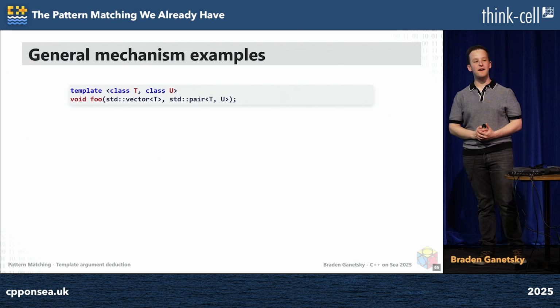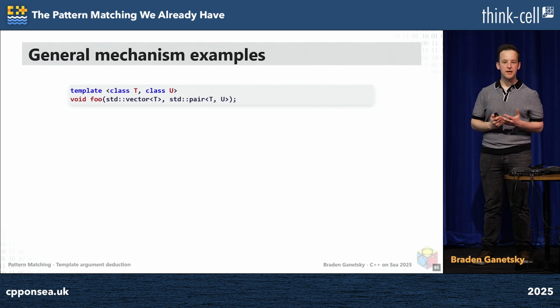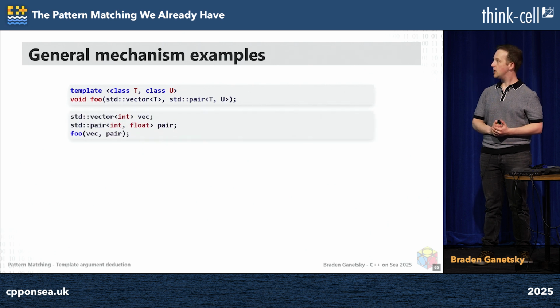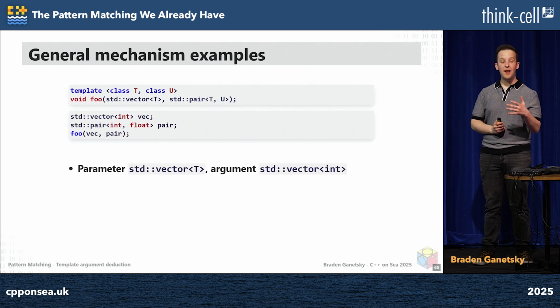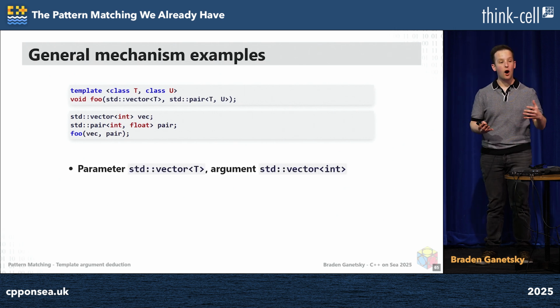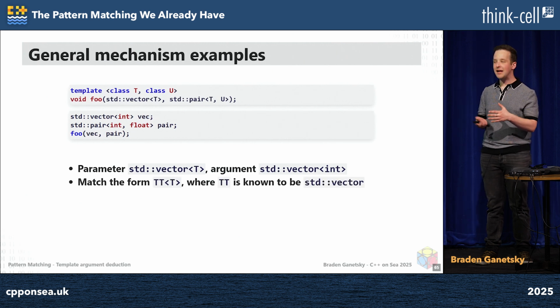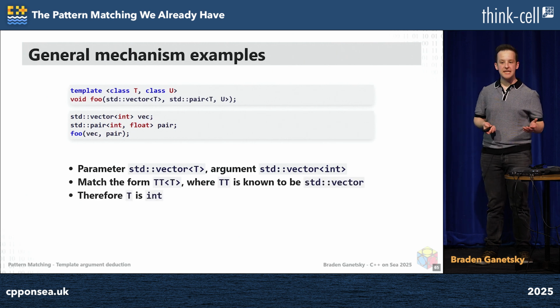OK, here's another example, two parameters. This one has a std::vector<T> and a std::pair<T, U>, where T and U are both template parameters. Now, this time, I'm passing in a std::vector<int> and a std::pair<int, float>. So now, I have the parameter std::vector<T> that gets matched up to the argument std::vector<int>. And we've done this before. We know that we match this form, and we know that T is int. This is something we've already done. It's getting old at this point.